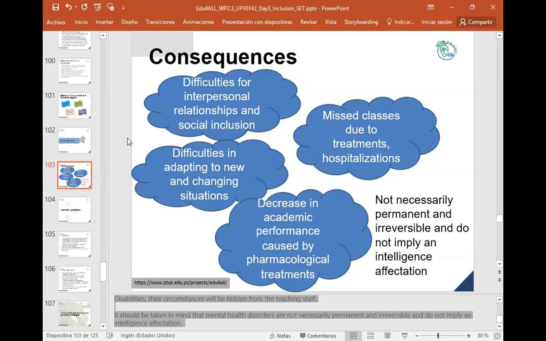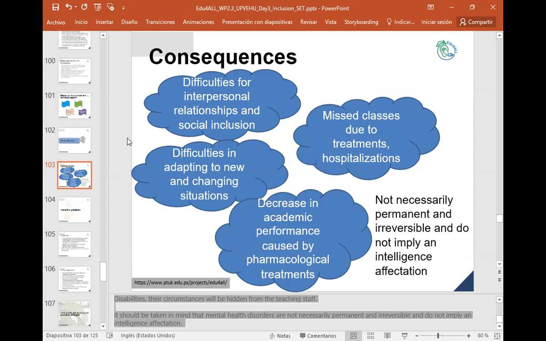Difficulties in adapting to new and changing situations, anxiety about common and potentially stressful events, losses, exams. Decrease in academic performance caused by pharmacological treatments, concentration problems, lack of interest and motivation, etc. Missed classes due to treatments, hospitalizations, etc.